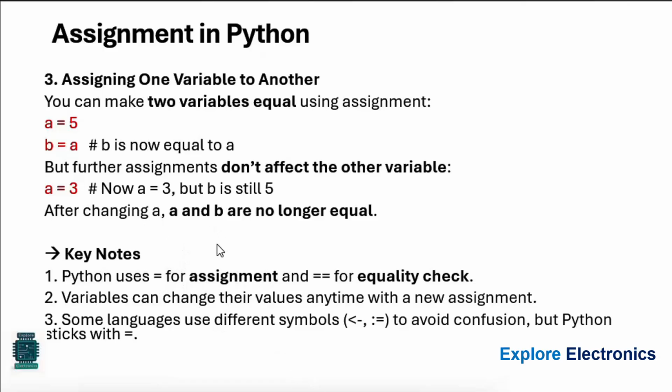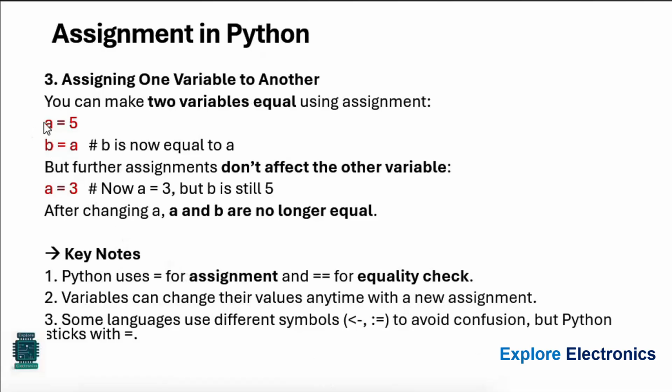Here, Python uses assignment for assigning the values to the variables, and equality to check whether the two numbers are equal, or whether a variable is equal to a given number. To check the equality we use equal to.